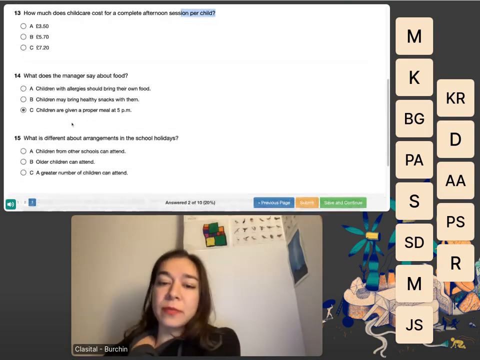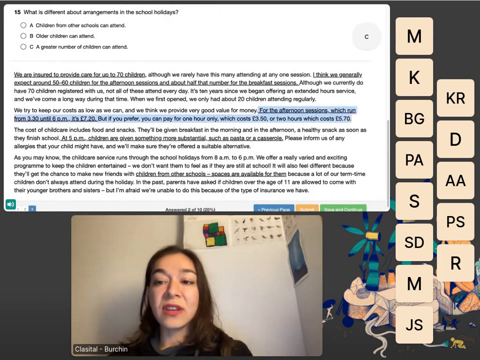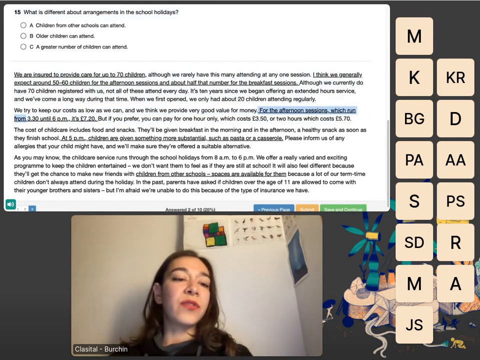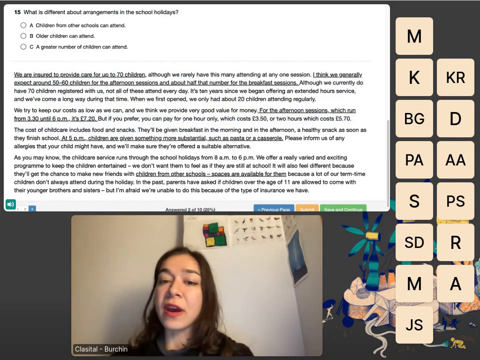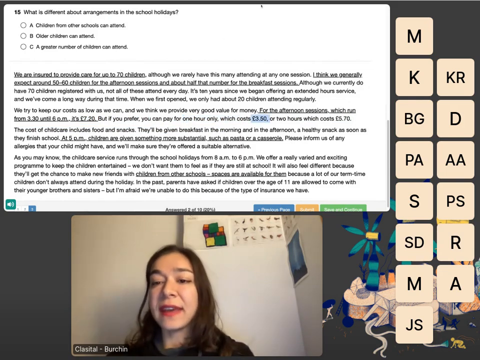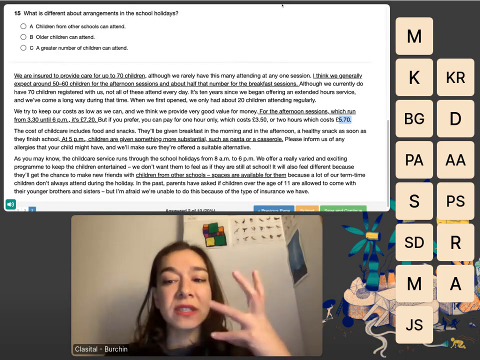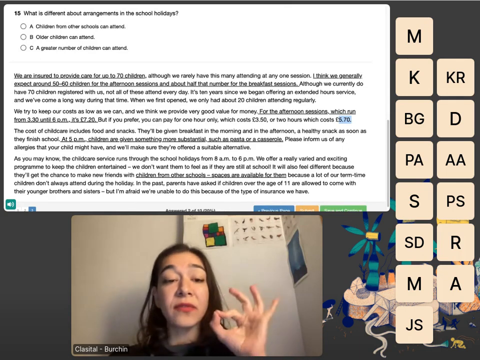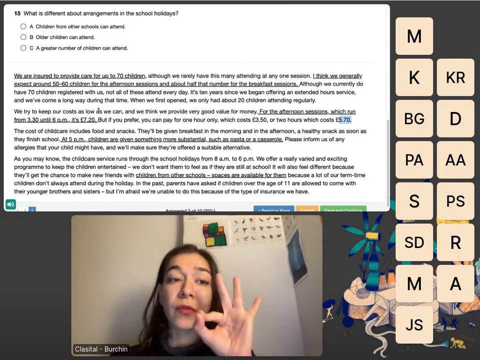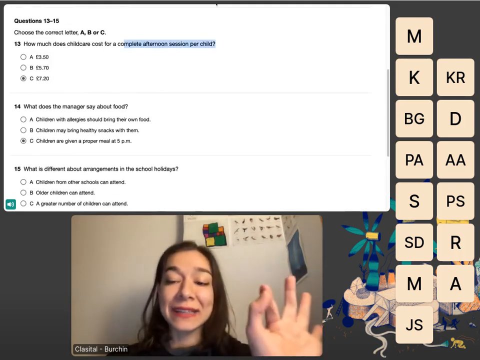We heard all of the options. In here it says for the afternoon session, which runs from 3:30 until 6 p.m., it is 720. But if you prefer, you can pay for 1 hour only, which costs 350, and 2 hours, which costs 570. So there are lots of distractors. Very good. There are lots of distractors, but we should pay attention to the correct answer. So this comes from the small details.